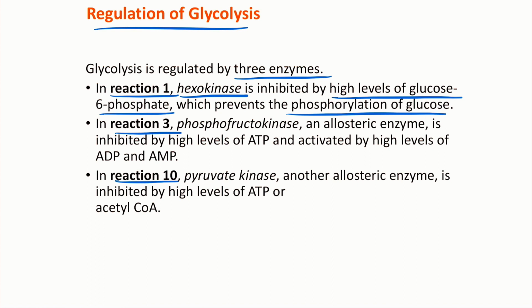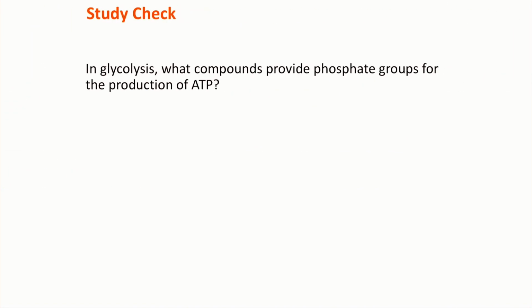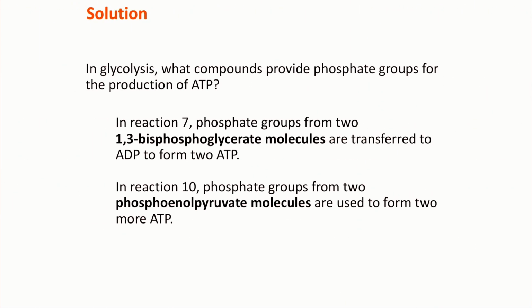In reaction 3, you have phosphofructokinase, which is an allosteric enzyme that can be inhibited by high levels of ATP and activated by high levels of ADP and AMP. Pyruvate kinase is another allosteric enzyme, which is inhibited by high levels of ATP or acetyl-CoA. So these are the 3 enzymes that are involved in the regulation of the glycolysis process. So with that, we end the topic on glycolysis.